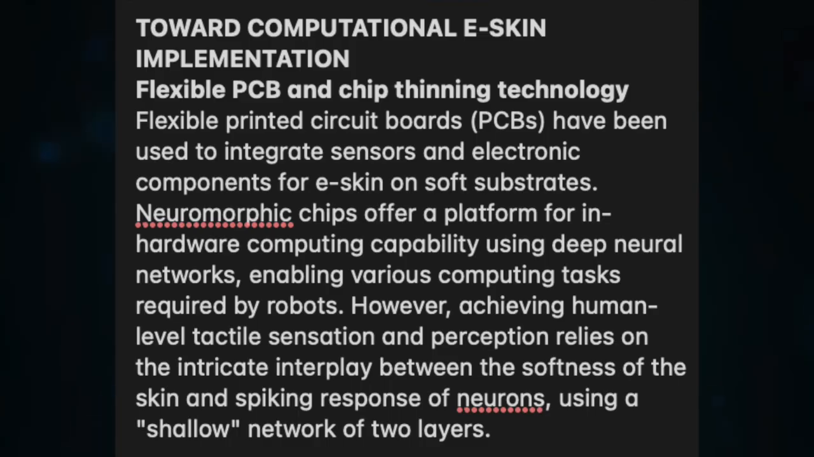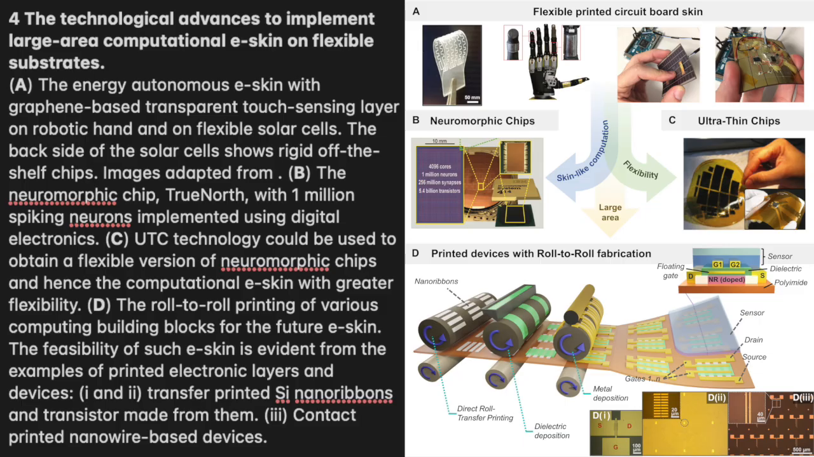Toward computational E-skin implementation: flexible PCB and chip thinning technology. Flexible printed circuit boards, PCBs, have been used to integrate sensors and electronic components for E-skin on soft substrates. Neuromorphic chips offer a platform for in-hardware computing capability using deep neural networks, enabling various computing tasks required by robots. However, achieving human-level tactile sensation and perception relies on the intricate interplay between the softness of the skin and the spiking response of neurons, using a shallow network of 2 layers. Technological advances to implement large-area computational E-skin on flexible substrates.